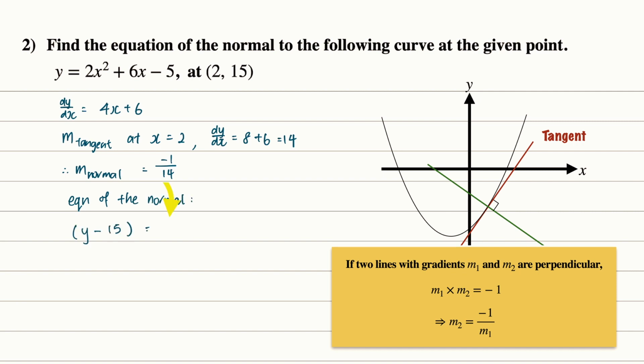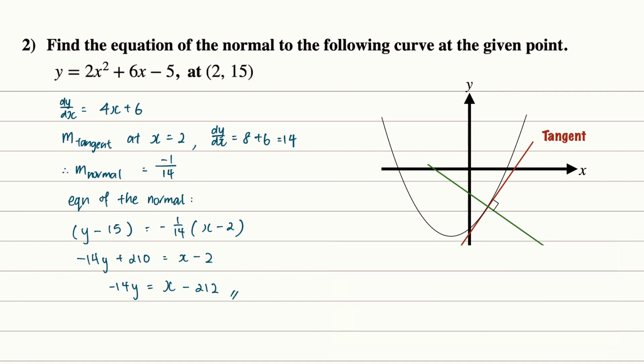is the coordinates of y, is equals to minus 1 over 14, put the gradient over here, and x minus 2. Simplifying further, let's try to multiply minus 14 on both sides of the equation. We have minus 14y plus 210 equals to x minus 2. Minus 14y is equals to x minus 212. Now you can leave the answer as such, but if the question requires you to make y the subject, we can divide minus 14 on every single term.